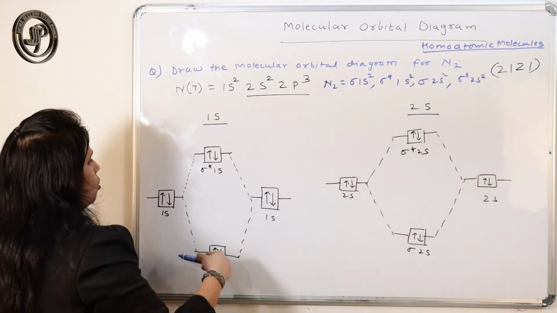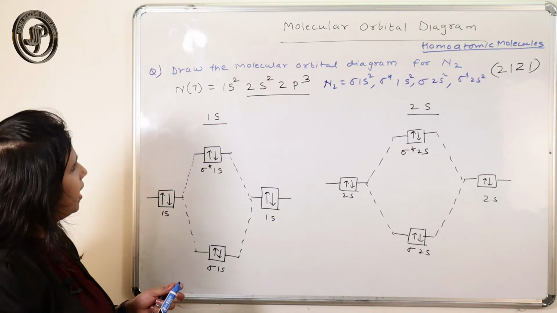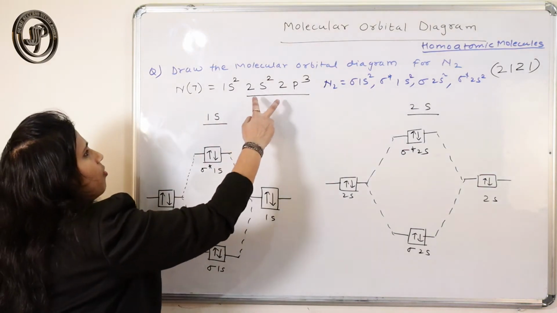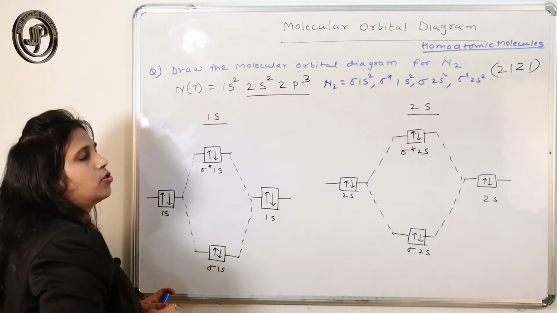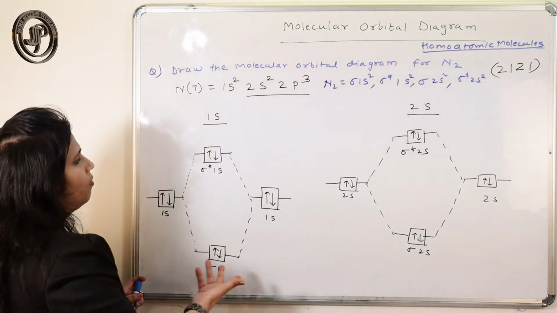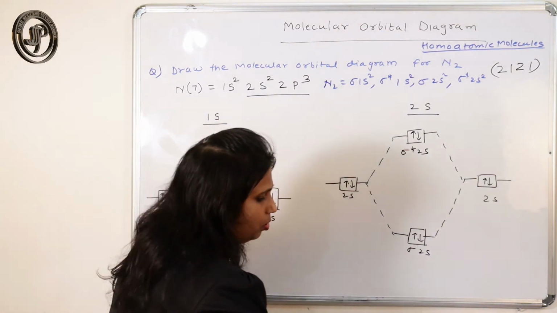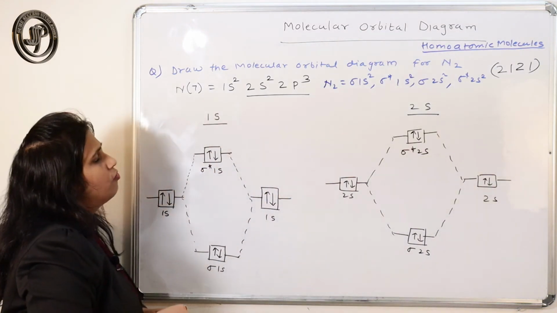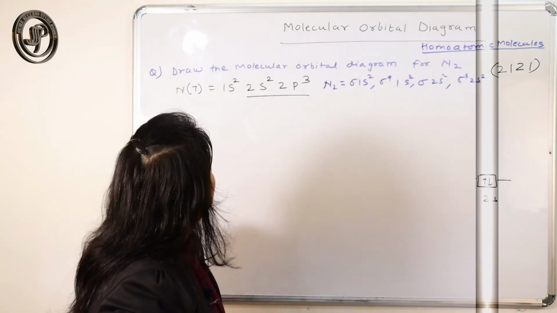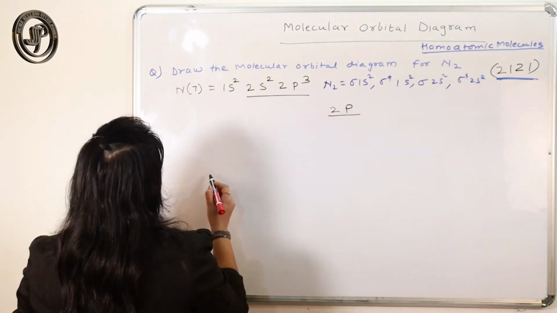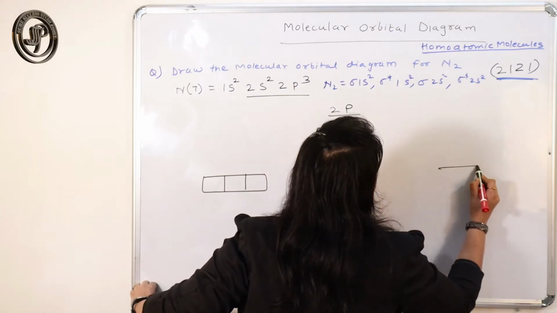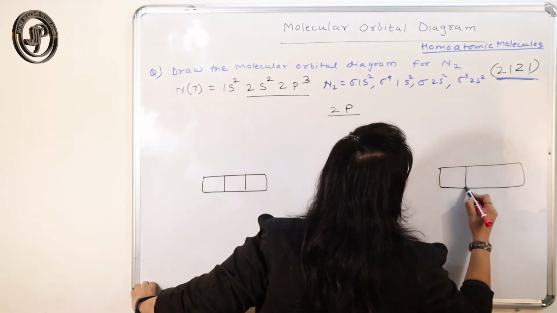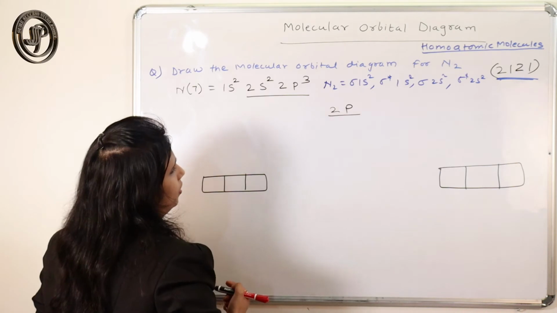Even if you don't draw 1s, it is also okay, because generally for molecular orbitals we need to show only the outermost electrons. So if you don't draw 1s, it will be fine. So now I am going to draw for 2p. For the 2p orbital, we know that 2p has the 3 orbitals px, py, pz. So the two atomic orbitals overlap.